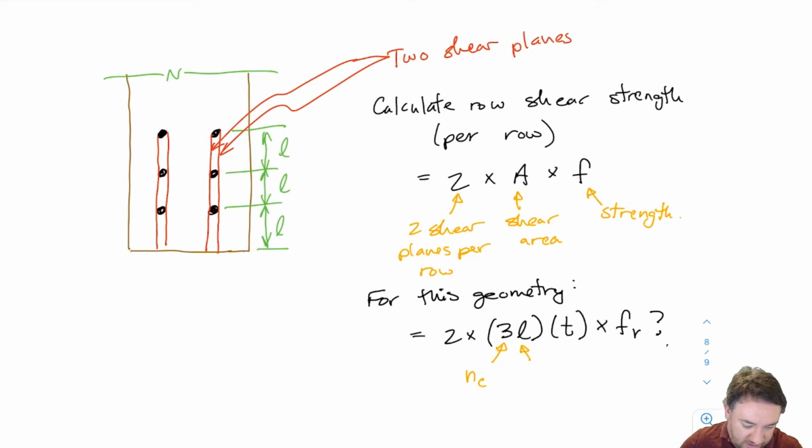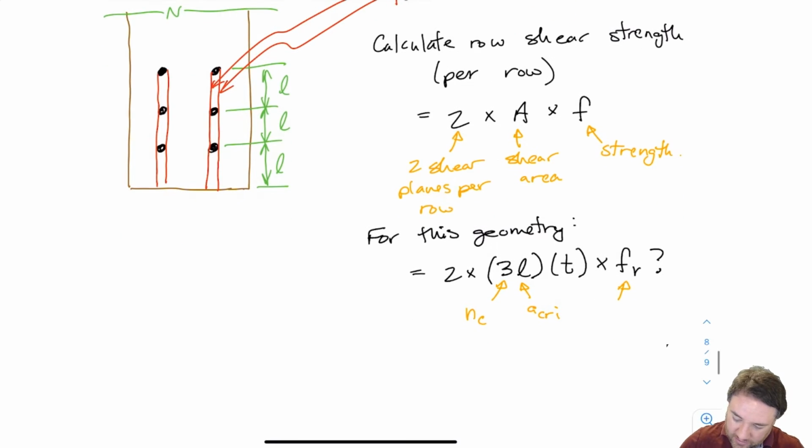And L here is basically our length of each spacing. So that's going to be basically our row spacing, right? Our spacing of the bolts within the row. We're going to call that ACRI. T is our thickness. And here, it has been found that a good estimate of the strength is going to be 0.6 times FV, which is based on test data.